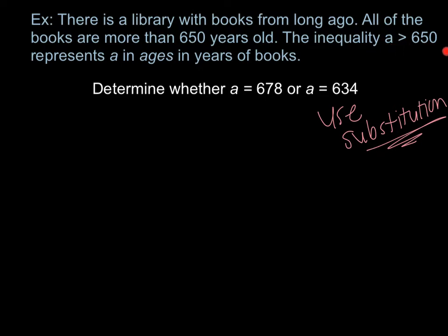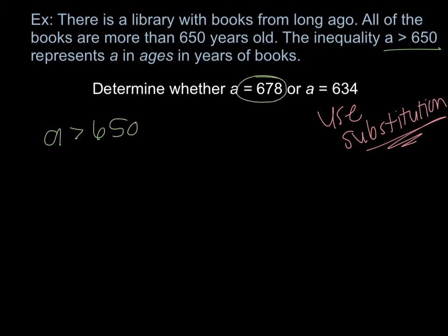Could you have a book that's 1,000 years old? Yes, because that's more than 650. But here what they've asked us is to determine whether A could equal 678 or A could equal 634. They gave us two solutions, and they want to know, is this one true? Is this one true? Or are they both true, or are they both not solutions? So we're going to use substitution. I'm going to take my original inequality, A is greater than 650.